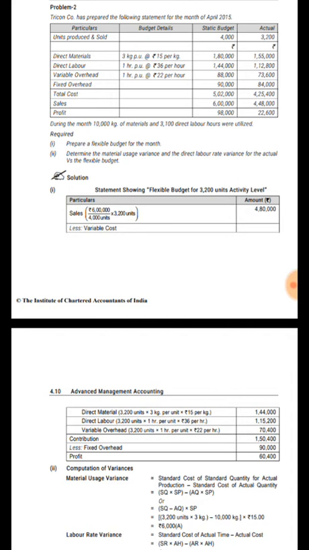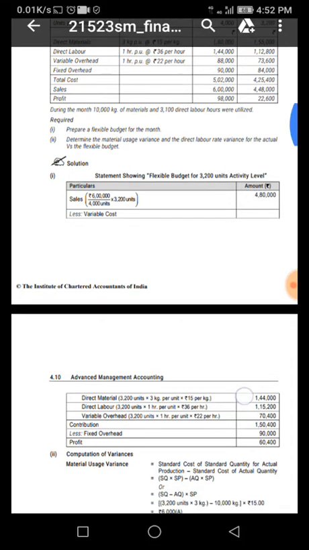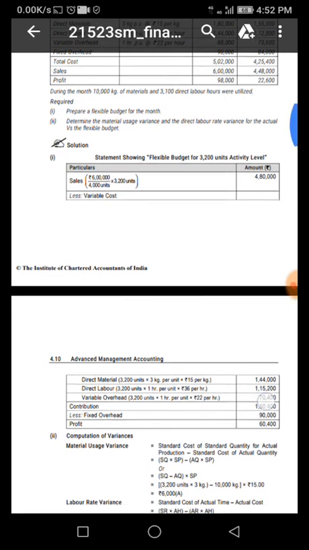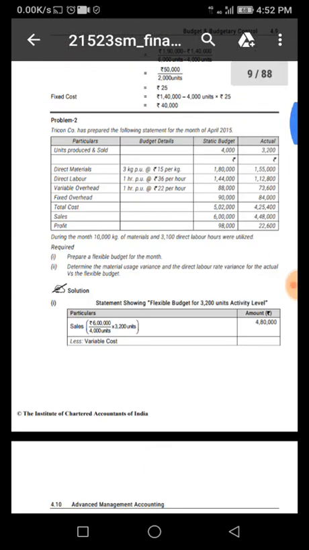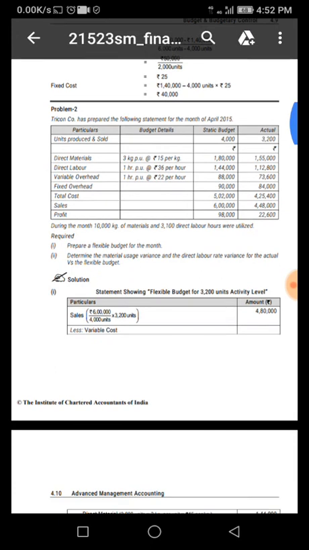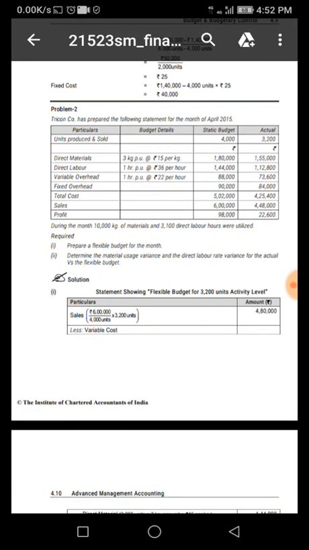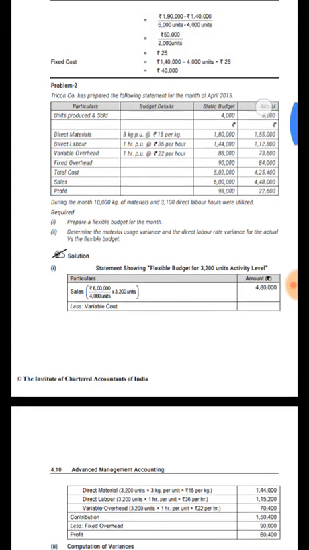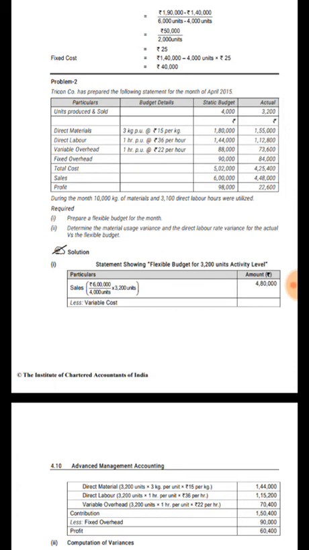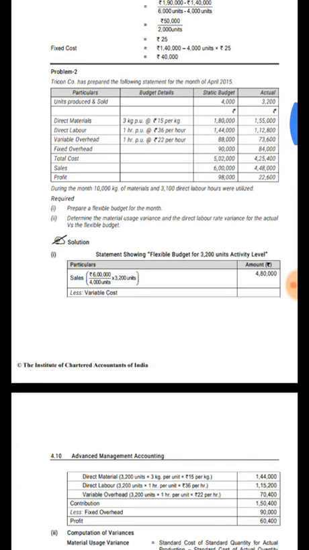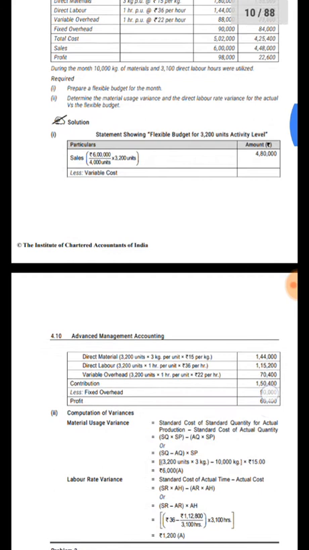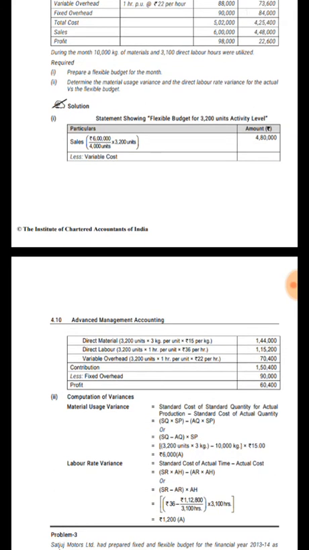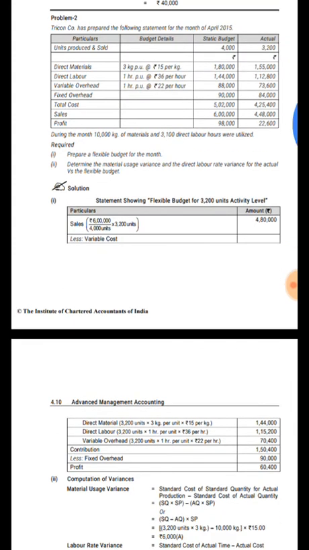So the sales minus this variable cost gives contribution 1,50,400, and fixed cost is there, 90,000. Obviously that's not going to change if the activity changes. Level of activity is nothing but the volume. If this volume changes, this fixed overhead doesn't get affected. That's why we are taking only 90,000. So the balance will be profit 60,400. So the first part is done, the flexible budget is done.